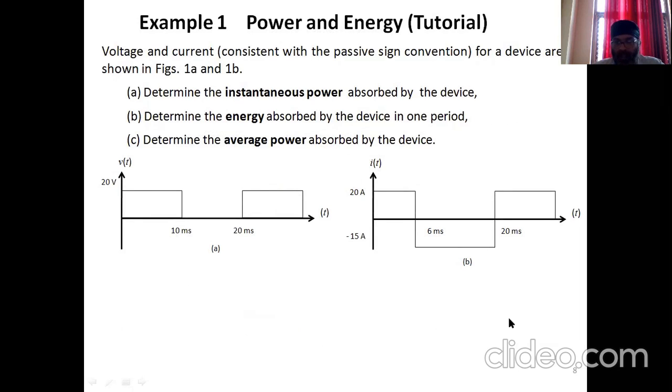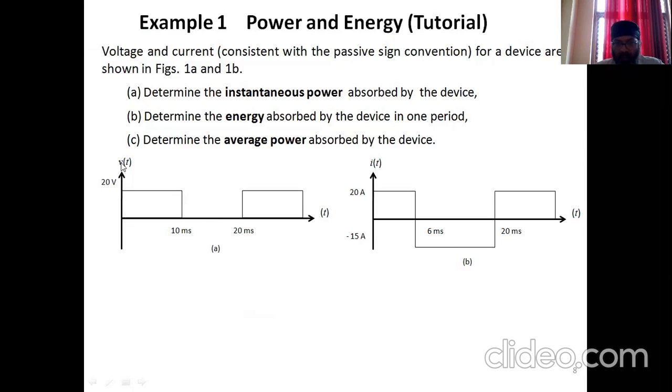So this is a kind of example. Before going further, I think it's better to immediately do the example over here, that how to determine instantaneous power, energy, and average power. So these are the waveforms, the actual instantaneous values of the voltage signal, and this is the instantaneous current. We need to find out the instantaneous power just by using these.